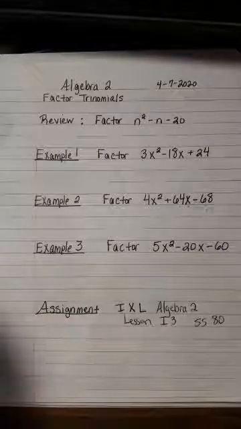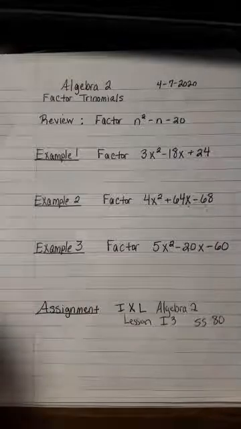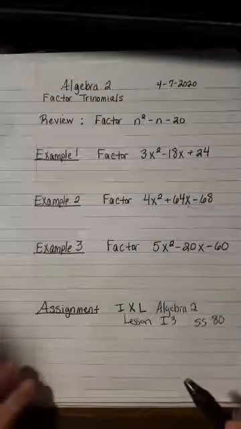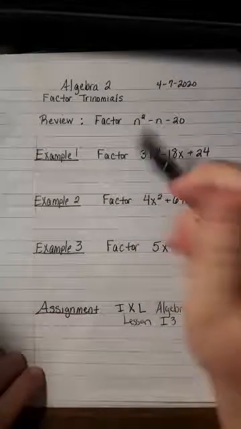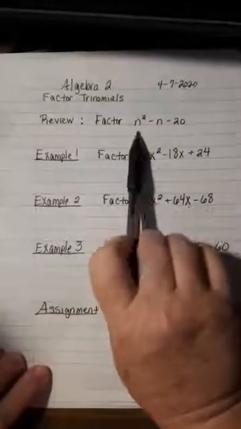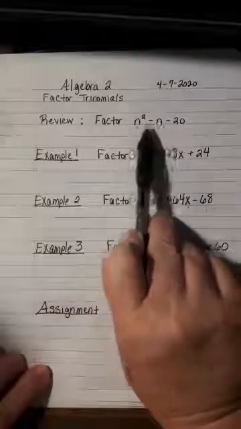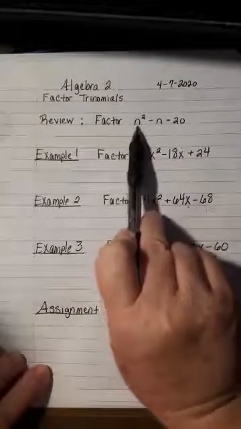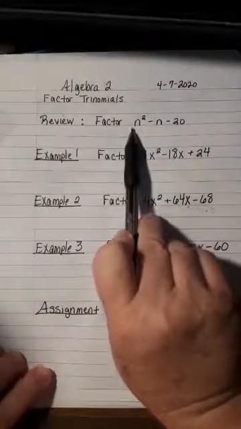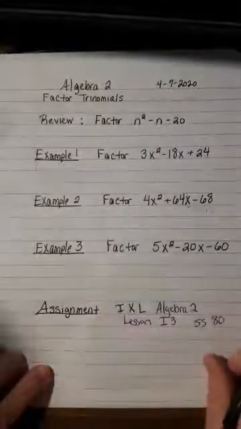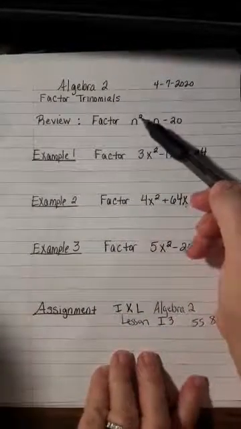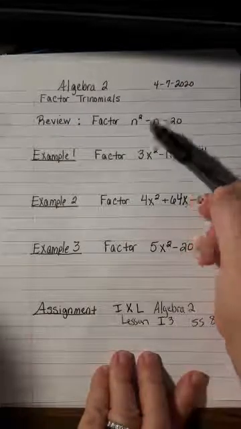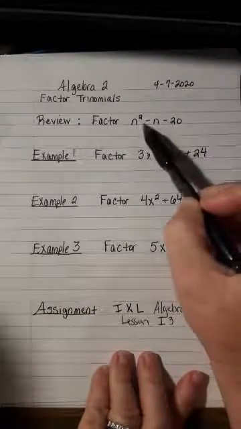Alright, so here we go. Algebra 2, today's April 7th. We're going to be factoring trinomials. Now, in Lesson 2, we learned all of our trinomials looked like this. They did not have a number in front of n squared. That number is called a coefficient. So they did not have a coefficient in front of the quadratic term, the term that has the exponent of 2. And I'm going to review those kind of trinomials.